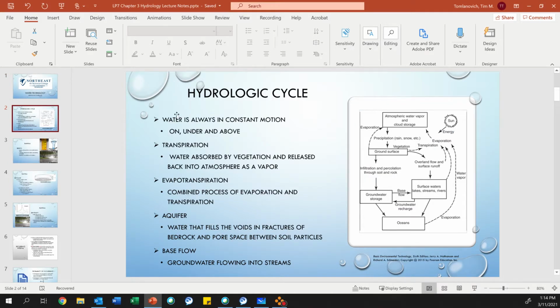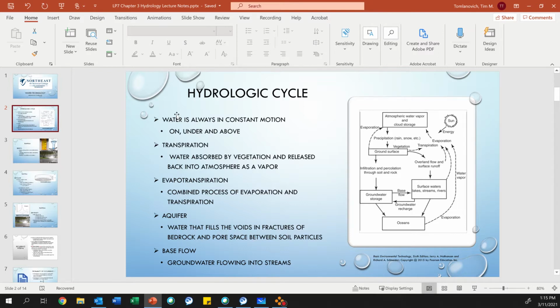So the hydrologic cycle, water is always in constant motion. Water is on the surface: lakes, streams, reservoirs. It's underneath the surface of the earth: groundwater, aquifers. And it's above the surface. So it's always moving. Above the surface, it's water vapor. It condenses when it gets high enough, and then precipitation falls back down.